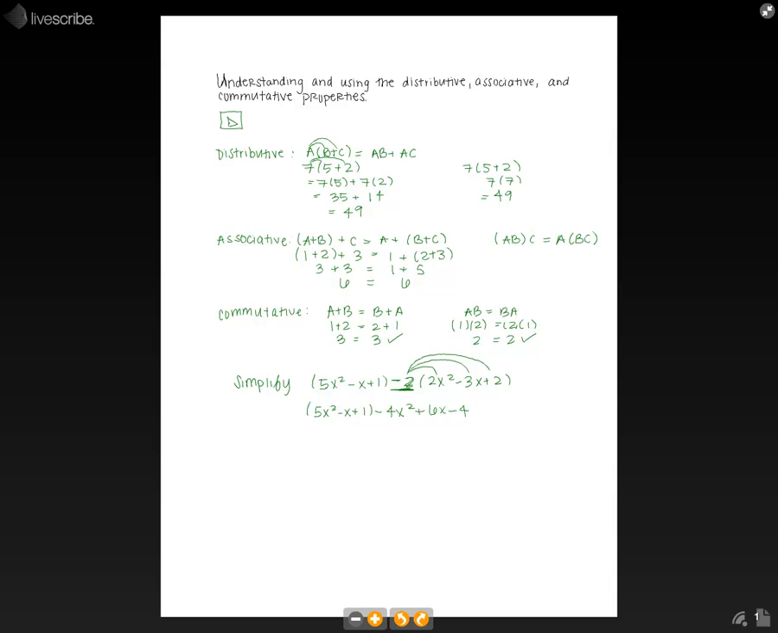So now we're ready to put our like terms together and add this up. So we'll do our x squareds first. We have 5x squared minus 4x squared equals x squared. Then we'll have our minus x plus 6x. So that's a plus 5x. And we have our plus 1 minus 4. So that's a negative 3. So our final answer is x squared plus 5x minus 3.